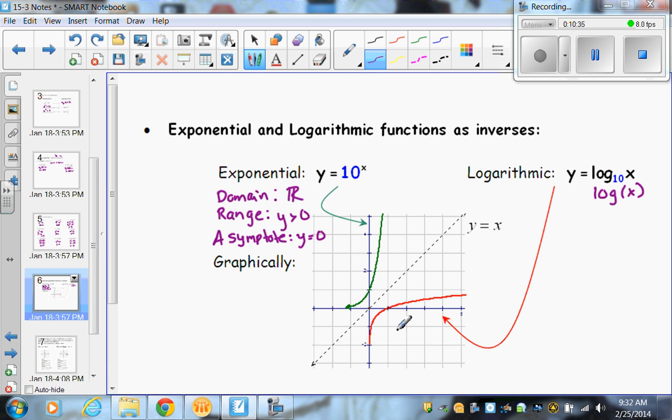Looking at the log function, your domain, if you notice now, it doesn't have any of the negative numbers. It stops right here. So now your domain has to be that x is greater than 0. Your range, this keeps going and going, and this keeps going up very slowly, but it does keep going up. So your range is all real numbers. And now your asymptote is now the y-axis, which takes on the equation of x equals 0.